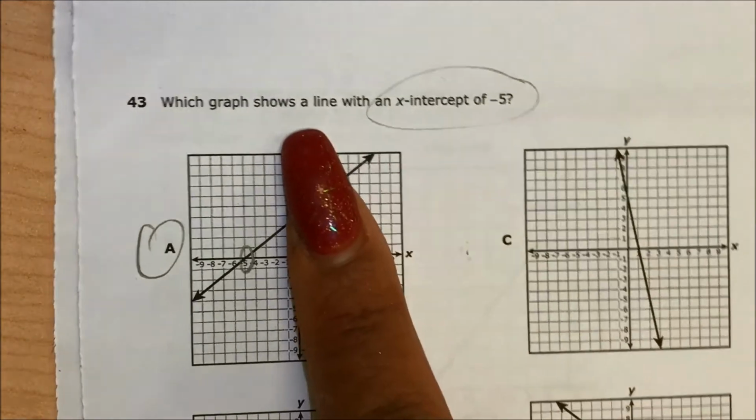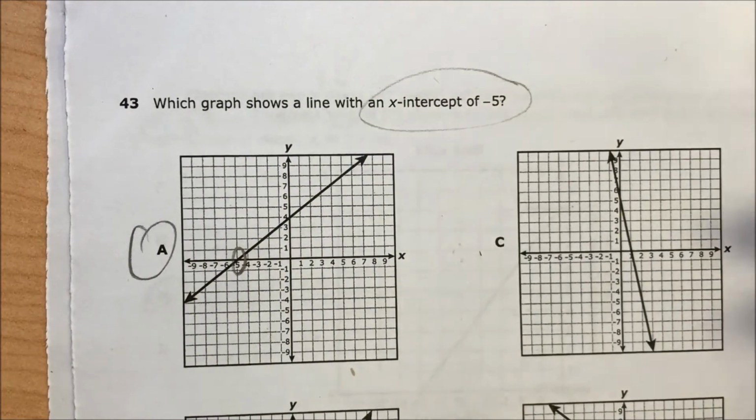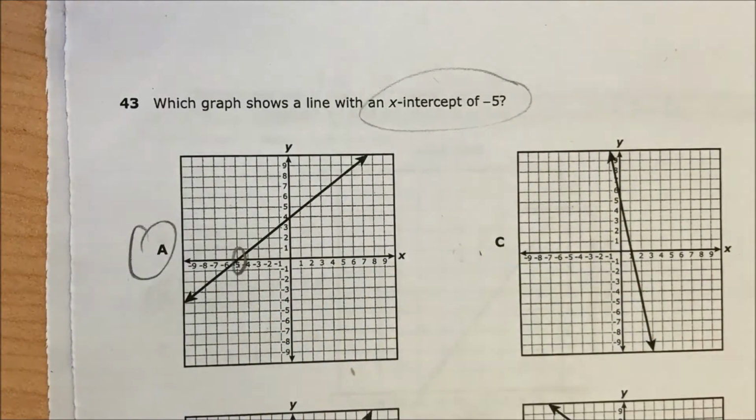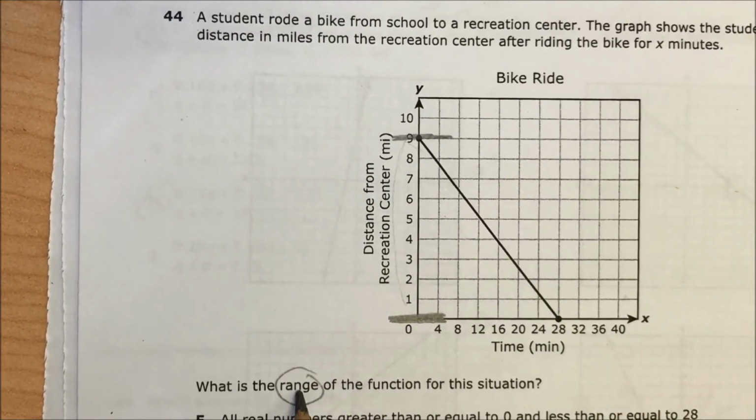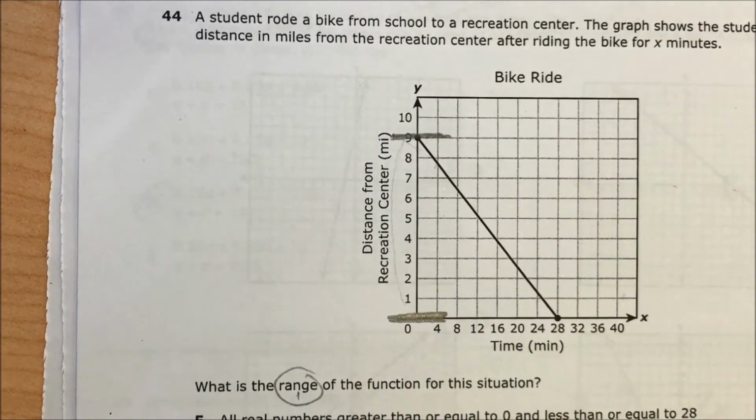Number 43, it says, which graph shows a line that has an x-intercept of -5? So I just looked to see where it crosses the x-axis. It crosses right there. My answer is A. Very simple. Number 44. On number 44, I need the range. So I look at the ladder steps. So it's from 0 all the way up to 9. So the answer is G.